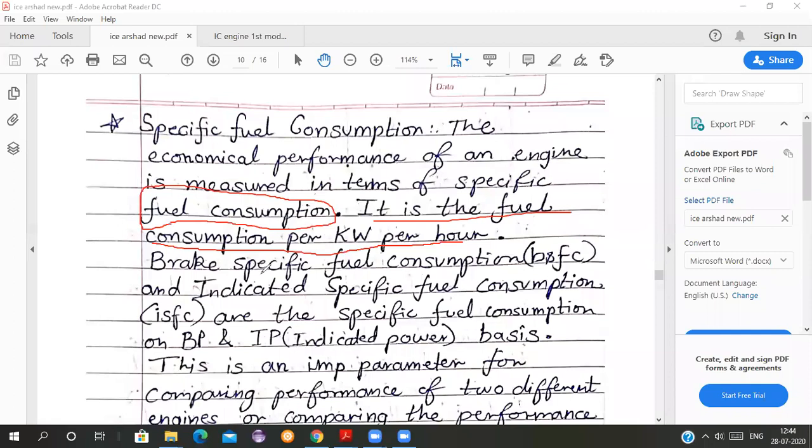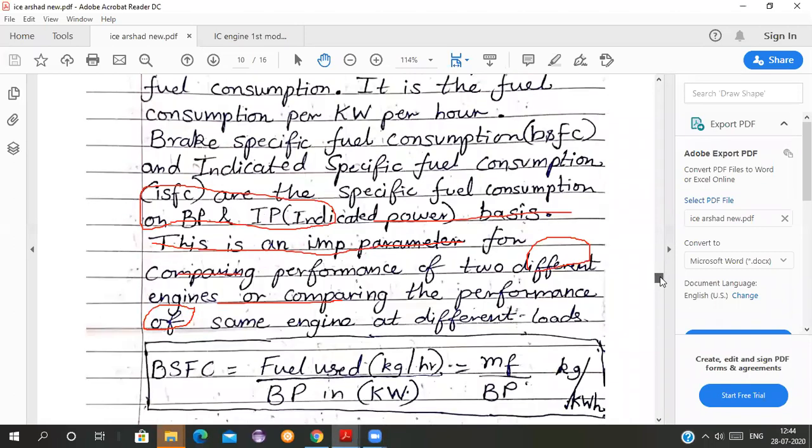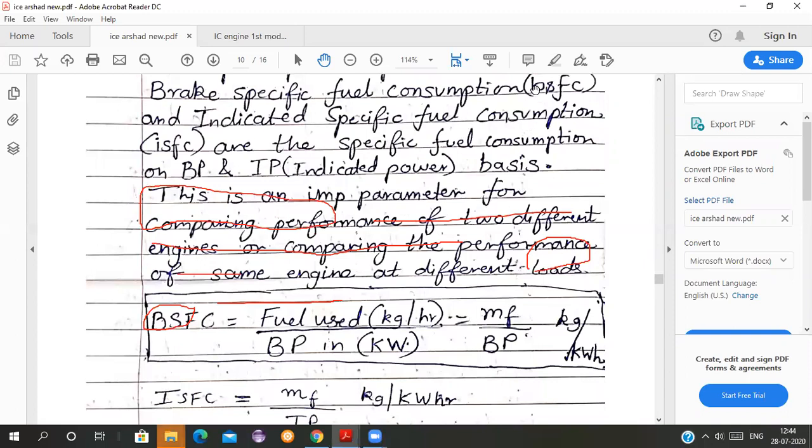If I talk about brake specific fuel consumption and indicated specific fuel consumption, brake specific fuel consumption is denoted by BSFC. B for brake, S for specific, F for fuel, C for consumption. And ISFC means indicated specific fuel consumption. These are the specific fuel consumptions on brake power and indicated power basis. This is an important parameter for comparing the performance of two different engines. If you are taking two different engines of the same weight, of the same criteria, it will be very easy to compare engines of the same range.